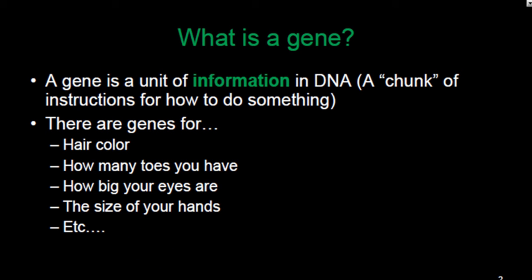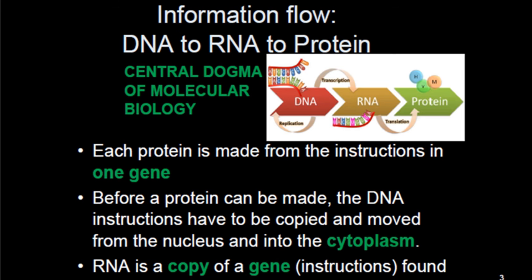It's almost like a DNA unit. So we have genes for several different things that we're going to be talking about later on in our genetics unit. The central dogma of biology is the process of going from DNA to protein. Each protein is made from a gene.